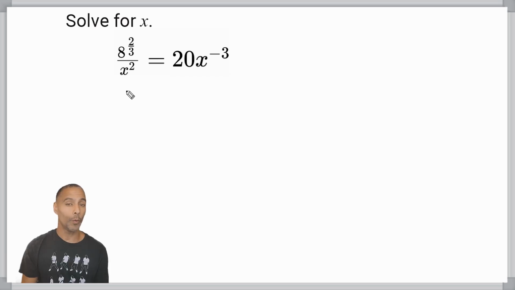Hey, this is Mr. Masonette, and what we're going to do in this tutorial is practice solving for x. Now with this particular equation, as you can see, we have a lot going on. We have a fractional exponent as well as a negative exponent.